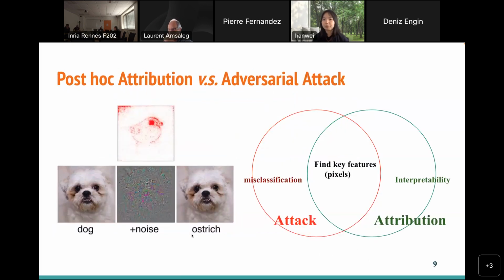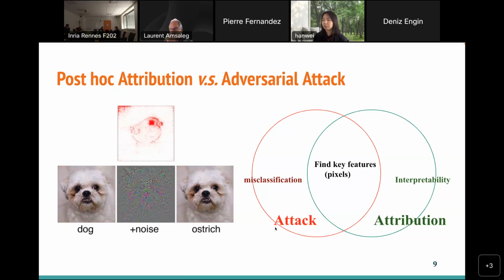Before going into my own methods, I want to build a little connection between post-hoc attribution and adversarial attack. Especially for the gradient-based attribution methods, we found it looks a little bit like noise, because it just highlights edges and also has some noise. And if we look at the adversarial perturbation, we can see there is some semantic in this noise. We can see some dog's face in this noise.